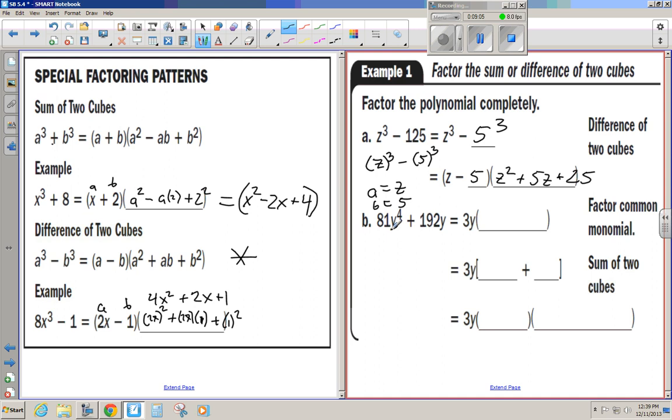Here, it doesn't fit any of those patterns until we factor out the monomial 3y. If you factor out 3, you get 27y cubed plus 64. That tells me that a is actually 3y and b is 4. And here's why.